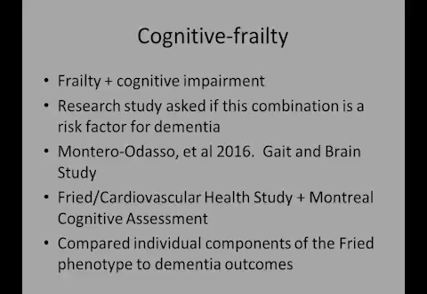And so they did the Cardiovascular Health Study frailty evaluation, which is the frailty phenotype, with a Montreal Cognitive Assessment. And then they compared the individual components of the frailty phenotype to dementia outcomes. So they looked at weight loss, for example, on its own, separate from frailty. And they looked at gait speed, separate from frailty. And they looked at activities of leisure and calorie expenditure, separately on their own.